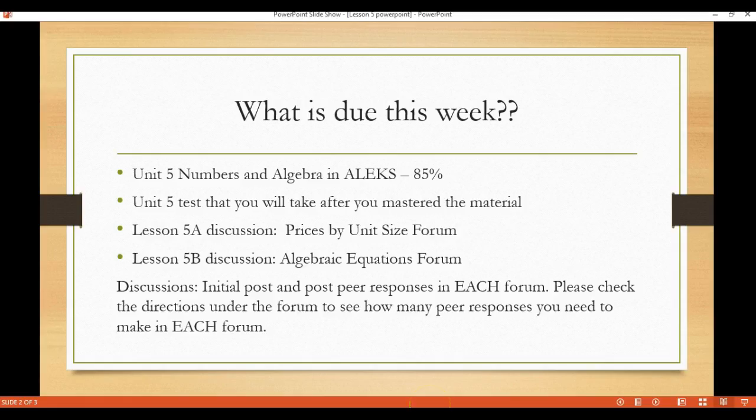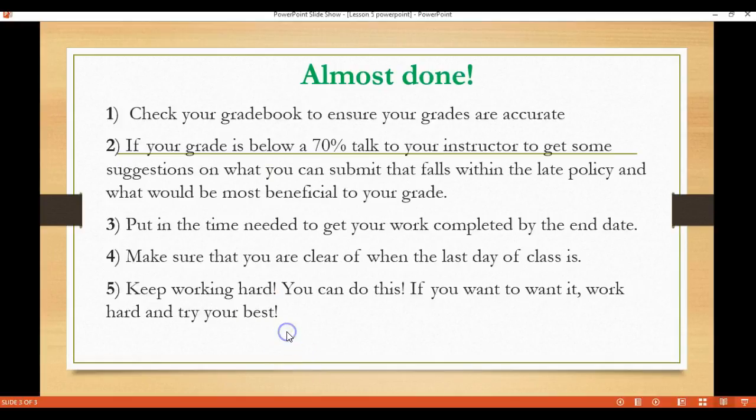During your last week in class, please make sure that you check your gradebooks in Moodle to ensure that your grades are accurate. If your grade is below a 70, talk to your instructor to get some suggestions on what you can submit that falls within the late policy and what would be most beneficial to your grade.